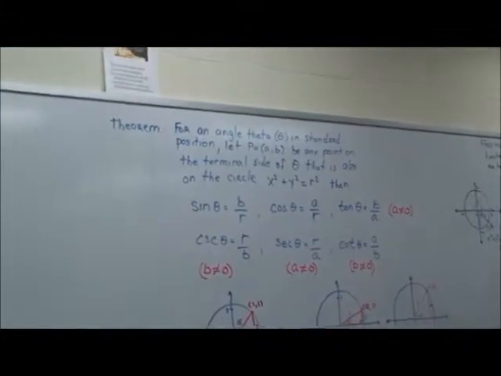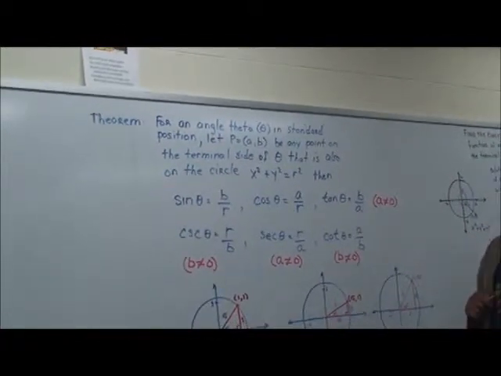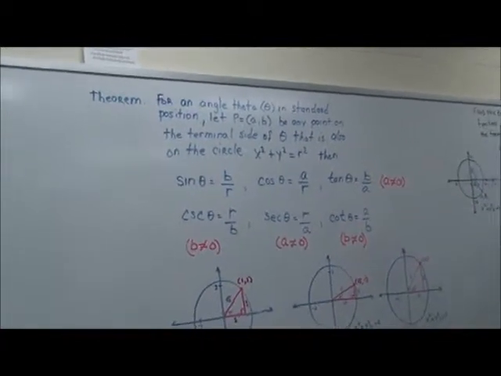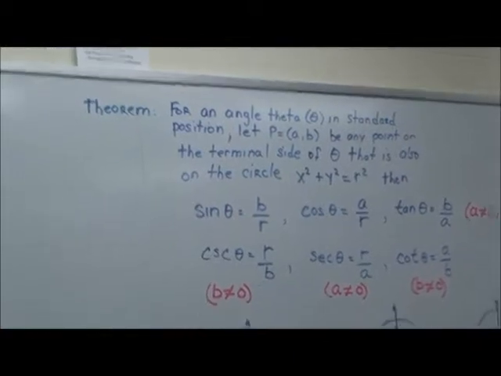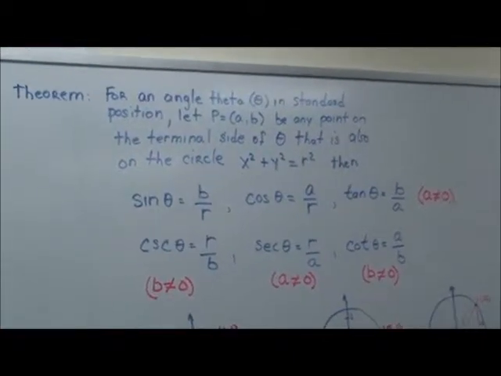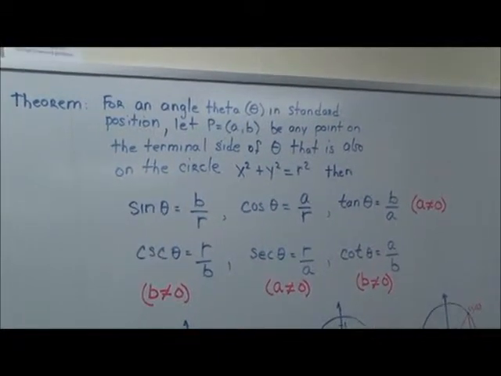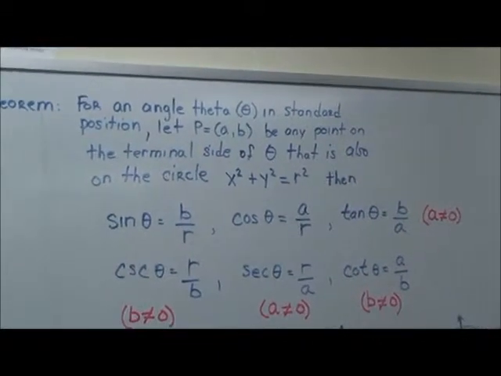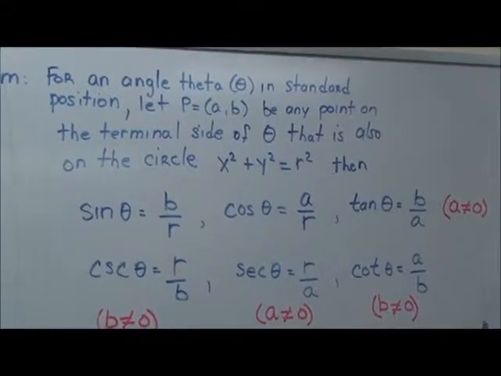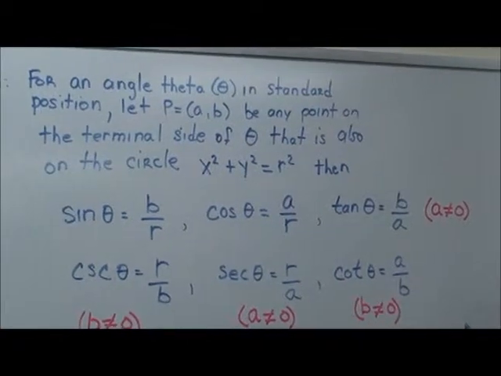First of all, before we go to the problem, let's talk about the theorem here. For an angle theta in standard position, let the point P, which is any point on the terminal side of theta, that is also on the unit circle, x squared plus y squared is equal to r squared. Then this is what you have here. This looks very familiar, doesn't it?